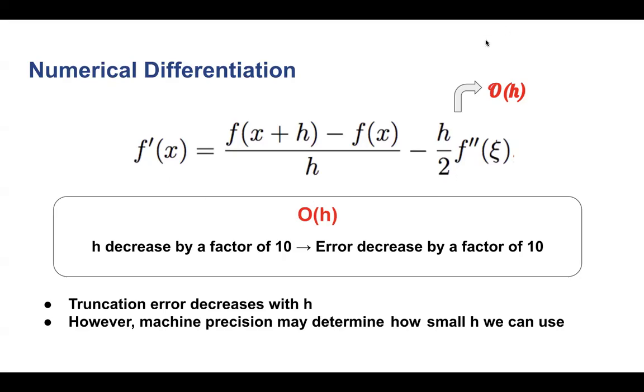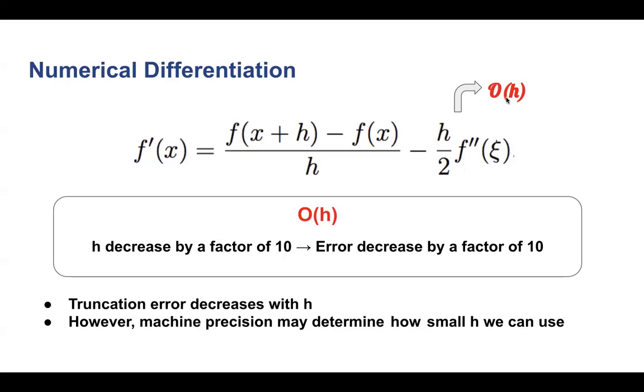So basically, you say that it's of the order of accuracy h, right? Here you have h, okay? And we are assuming the remaining term is a very, very small term. So we say that this method, the basic numerical differentiation, is of the order of accuracy h.